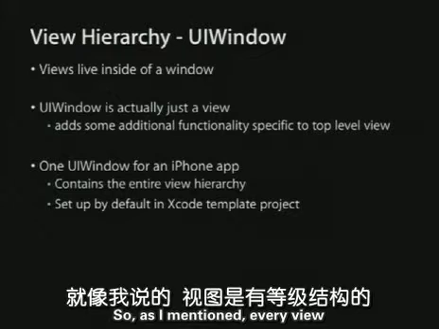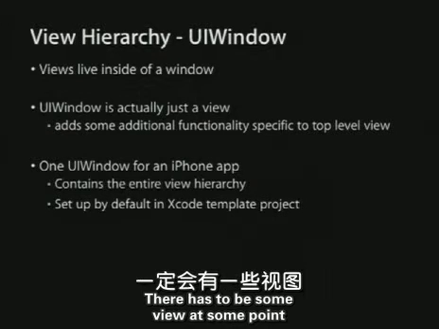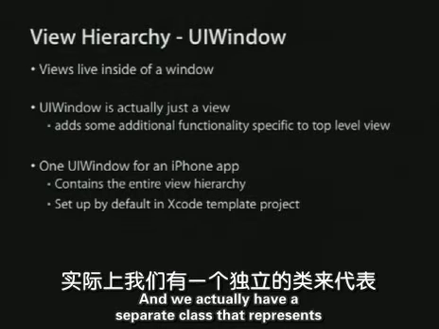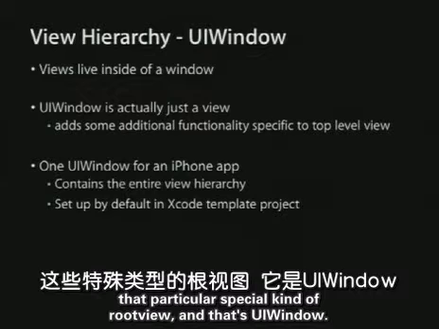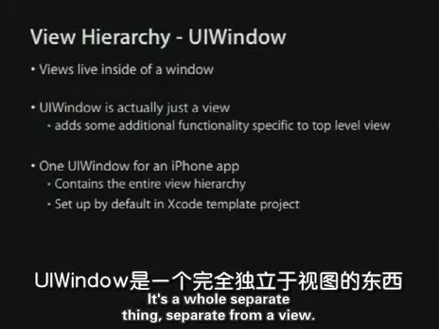So as I mentioned, every view, since it's a hierarchy, has to have some root. There has to be some view at some point that doesn't actually have a superview. And we actually have a separate class that represents that particular special kind of root view, and that's UIWindow. UIWindow, unlike on other platforms where a window is some sort of special top-level object, is a whole separate thing, separate from a view.